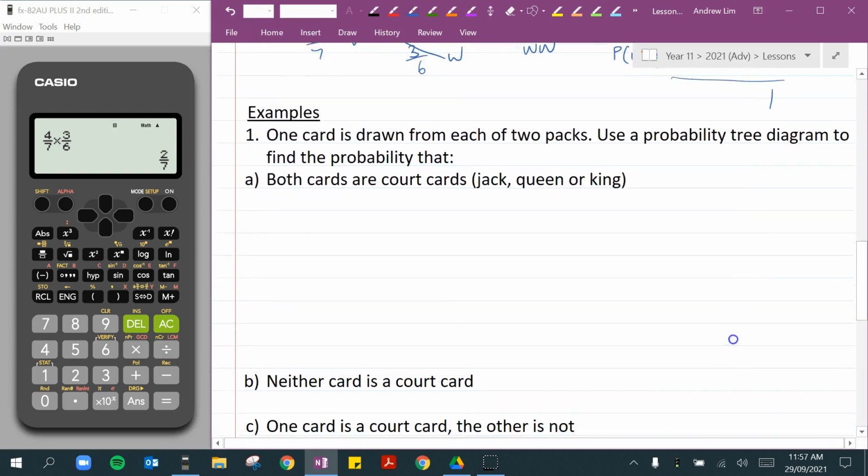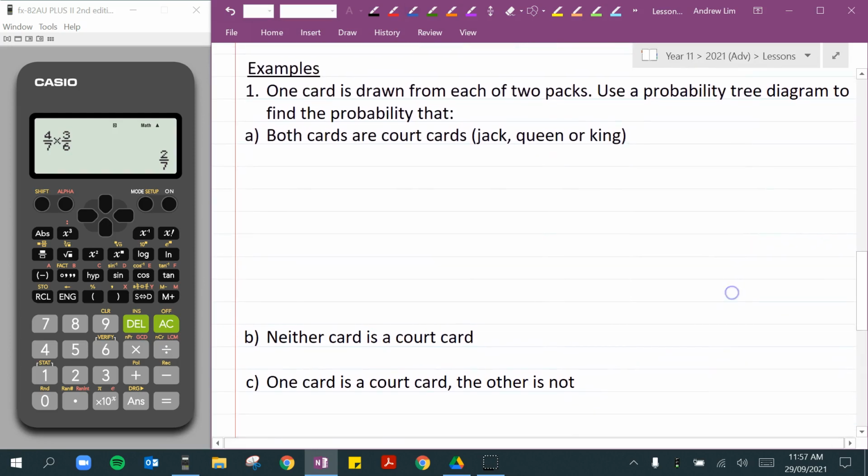Alright, let's have a look at this example. One card is drawn from each of 2 packs. Use a probability tree diagram to find the probability that both cards are court cards, neither card is a court card, and one card is a court card and the other is not. How about I get you to pause the video and have a go with this one yourself.